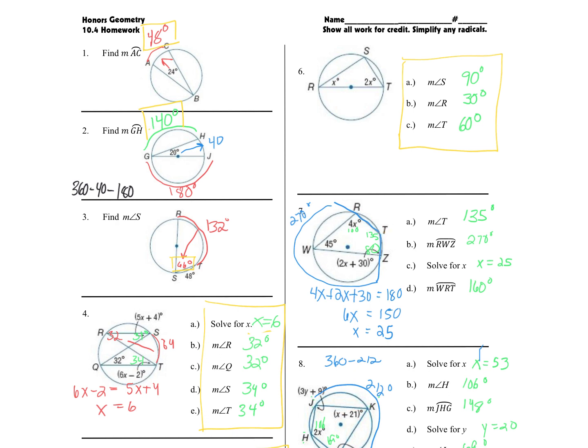WRT. Well, if I knew that x was 25, 4 times 25 is 100. That would mean that this part over here is 200, and that all the way around here is 270, and so that is going to leave me with 160.